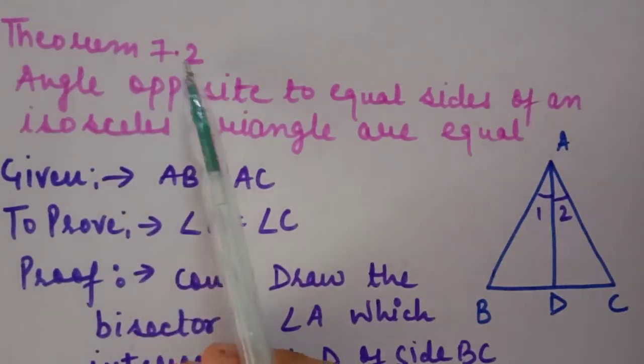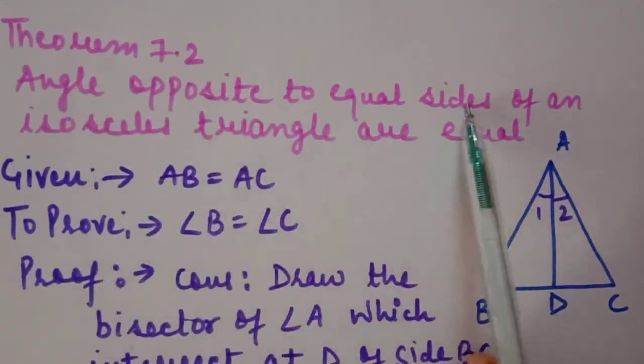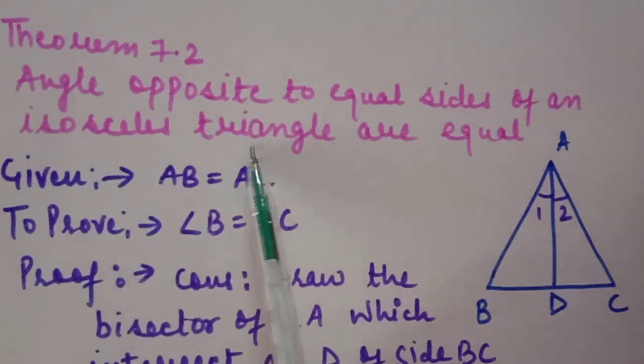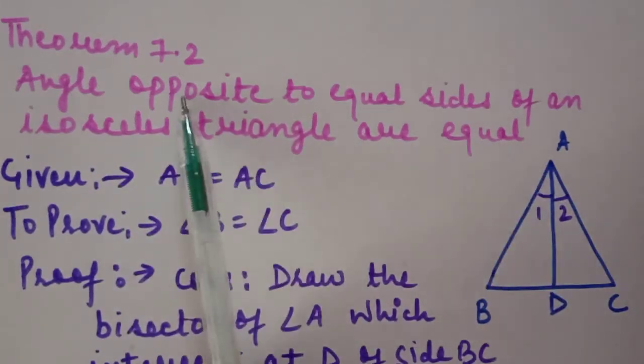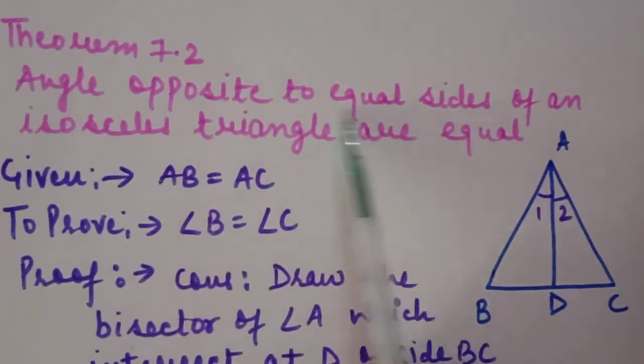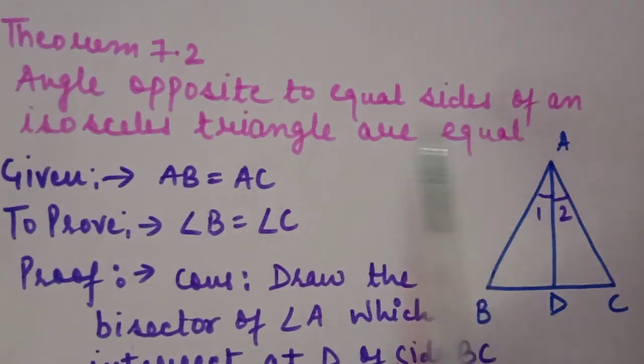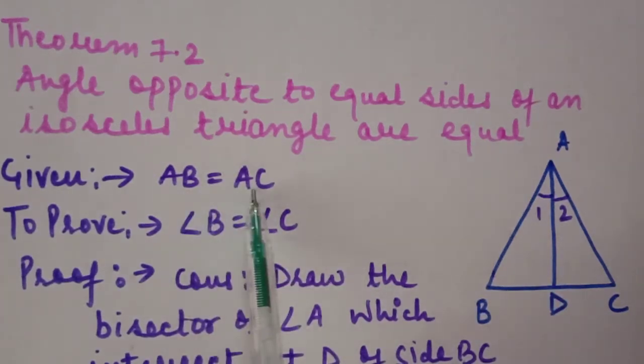Theorem 7.2: angles opposite to equal sides of an isosceles triangle are equal. It means what is given? Equal sides are given and we have to prove that opposite angles are also equal. So we have a diagram also here. AB is equal to AC. It is given AB is equal to AC. Prove that angle B and angle C are equal to each other.